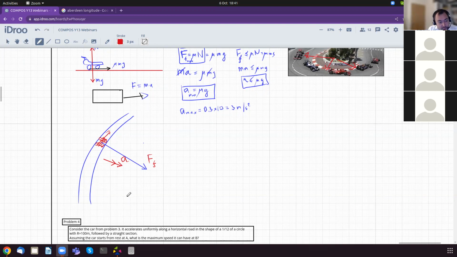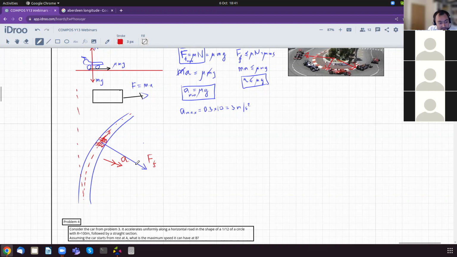Now, going back to the corner, there's a friction force. The car is going around a bend, so there must be a friction force towards the center. Because if there was no friction force, the car would just travel in a straight line off the road into the bush.